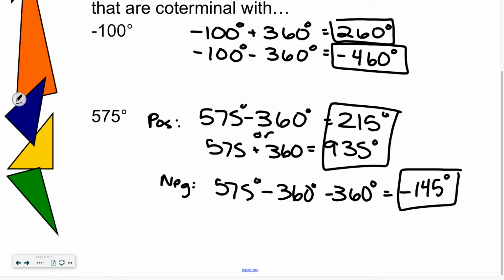You only need one of these answers. But like Will can have 935, Bo can have 215, and then both of them are going to get credit for having a positive coterminal angle. You might think like Tommy did, if I just subtract it twice, then I'll get my positive and my negative, so maybe that's less work. Okay, so if you want to think smarter, not harder, that's an option. Any questions about coterminals?